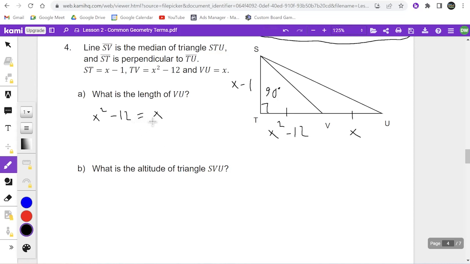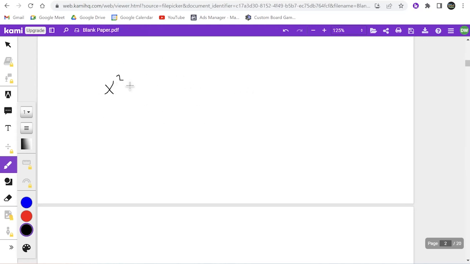The first thing you need to realize is you need to subtract x from both sides. That will give you x squared minus x minus 12 equals 0. Once you have it set equal to 0, now you can factor this thing. So let me write it on a separate page. We've got x squared minus x minus 12 equals 0. We can now factor this.